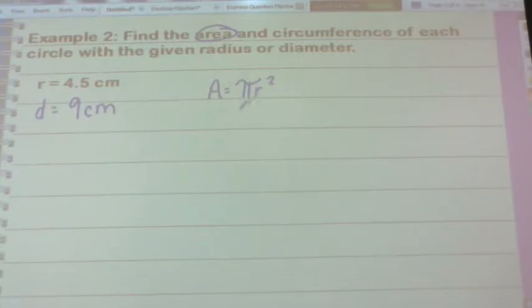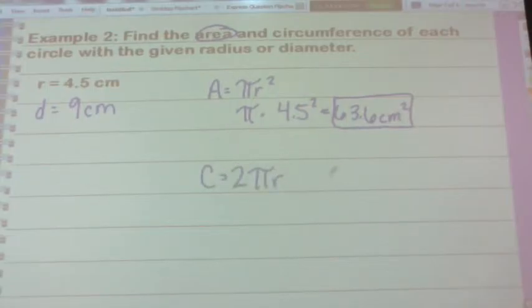So we're going to plug in what we know. Area is pi times 4.5 squared. And pi times 4.5 squared, rounding to the nearest tenth, is 63.6 centimeters squared. Remember, area is always going to be units squared. Circumference, there's two formulas, 2 pi r or pi times diameter. Both of these are going to be the same.